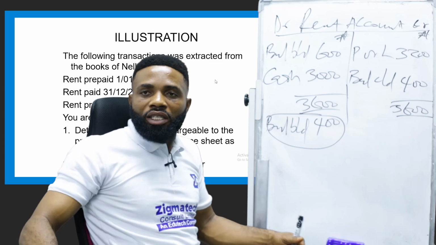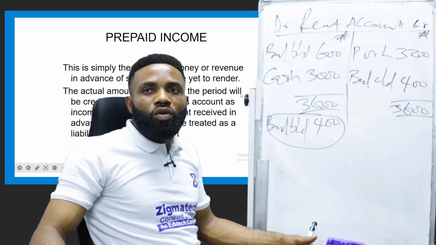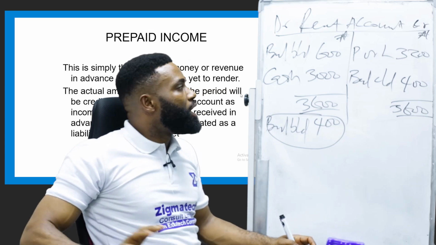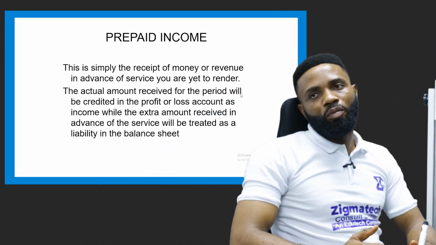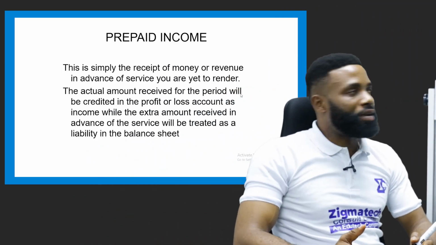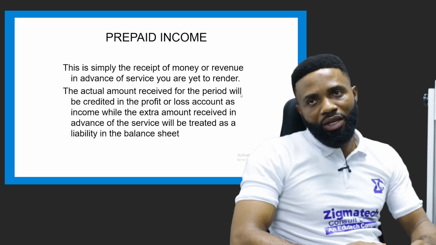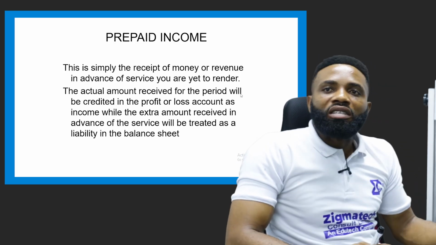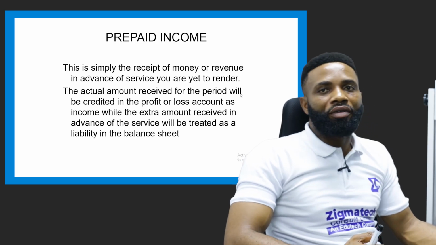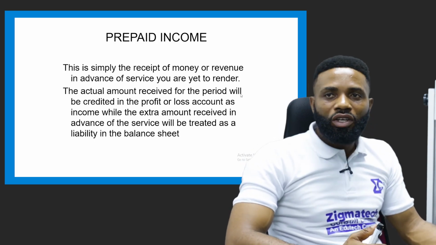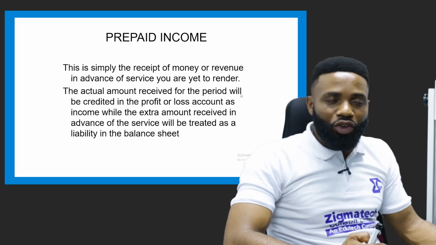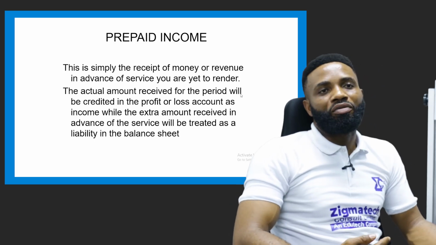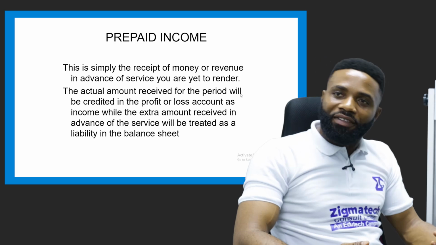All right, let's go to the next one, which is your prepaid income. Now, if it is prepaid income, how is it different from how your prepaid expenses are treated? I said prepaid income is simply the receipt of money or revenue in advance of service you are yet to render. You have received the money, but you have not rendered any service. You've even eaten the money.